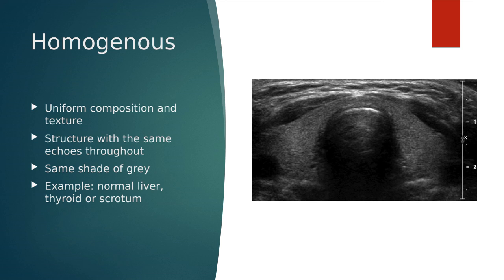Here this is a transverse image of our thyroid, and we can outline this to show that we have the same shade of gray throughout all of this thyroid tissue.